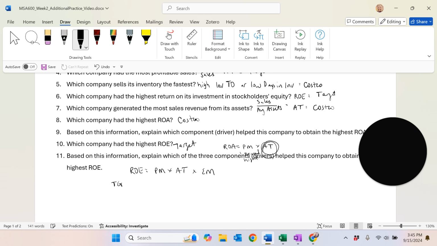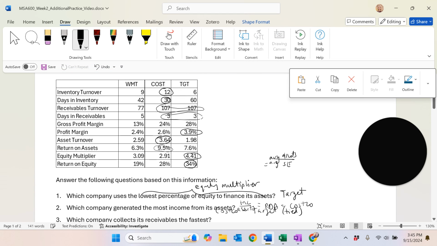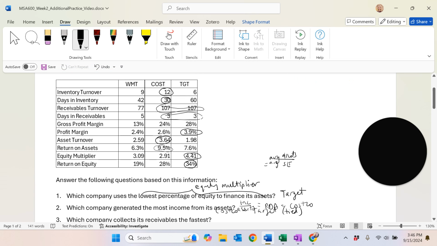And for Target, this meant 3.9% times 1.98 times an equity multiplier of 4.41. Let's look at that compared to Costco. We know that Walmart's not staying in this race, but Costco's profit margin is 2.6% and asset turnover is 3.64.